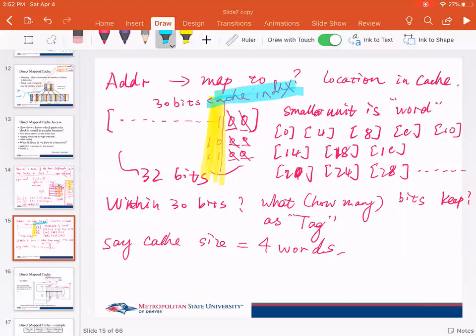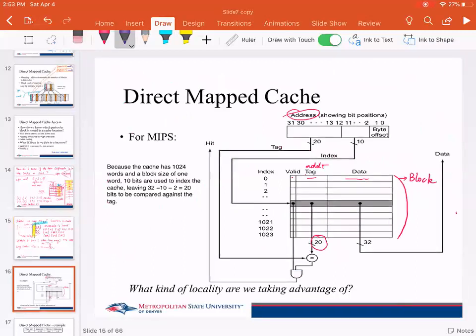The other two bits inside of the address location, bit 3 and bit 4. And suppose the cache size is bigger, then you will need more bits here at the cache index, right? So then how about one example?